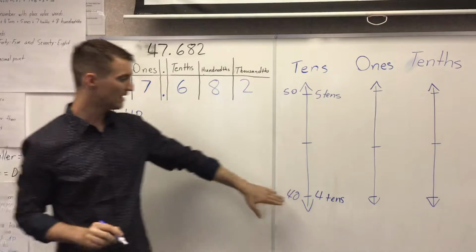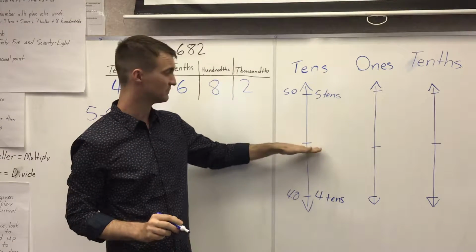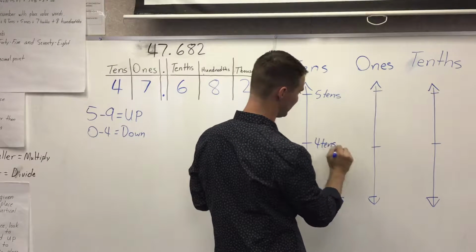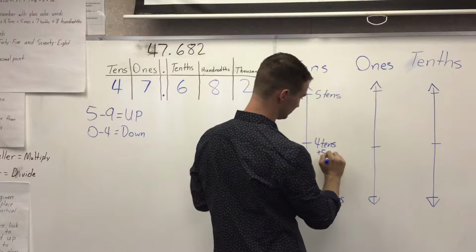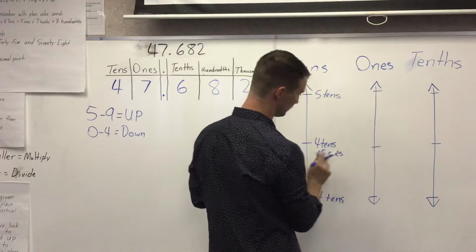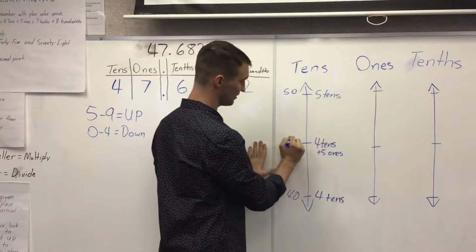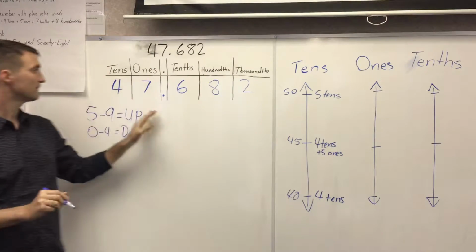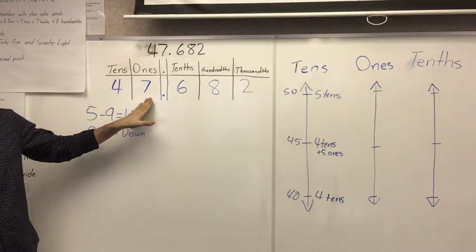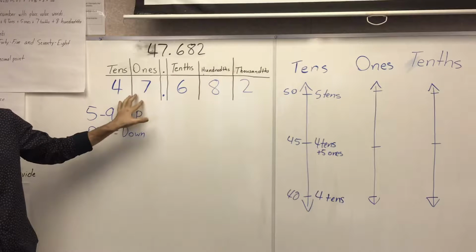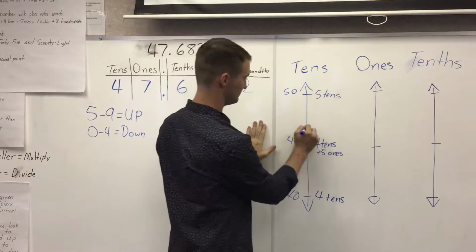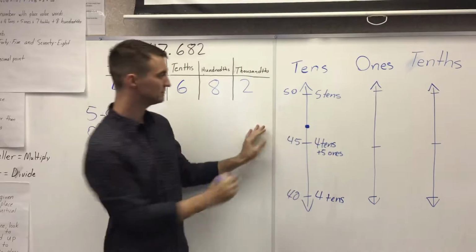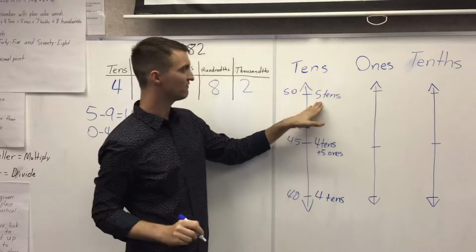Now, how we would find our midpoint right here in the center is we would take 4 tens and then add 5 of the next unit, which is ones. So in case you haven't figured that out, 4 tens plus 5 ones is the number 45. Now, as I said, we're rounding to our nearest tens place. We're going to look one over to our ones place, and we have a 7. So if we were to plot 47 on this line, it would land about right here. And you would notice that that 47 is closer to our 5 tens.